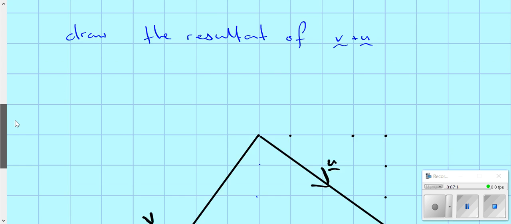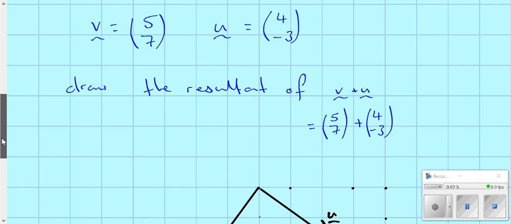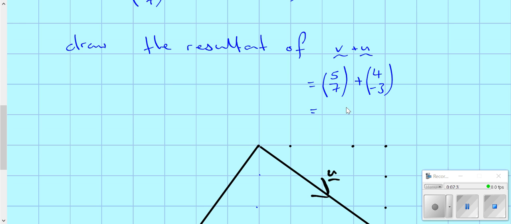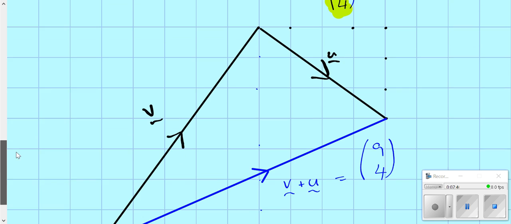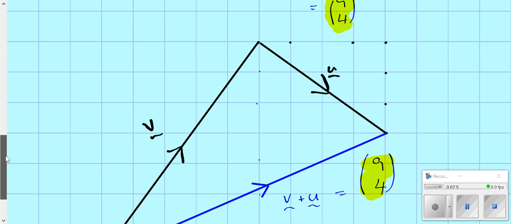Now let's have a look at these two vectors again. If I was to do v plus u, well, v is the vector 5, 7, and u is the vector 4, minus 3. Again, let's just double check: 5, 7, 4, minus 3. If I add these together, I get 9 and 4. So adding them together and drawing them out, I'm getting the exact same vector, 9, 4.